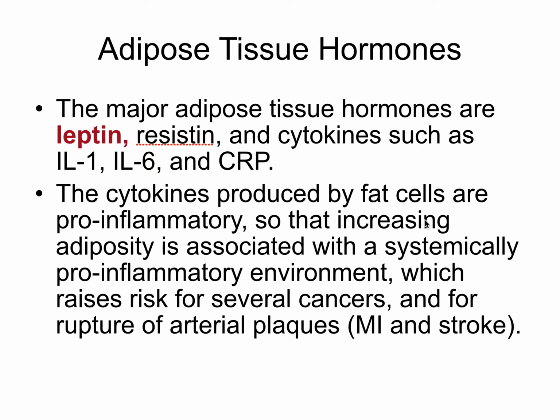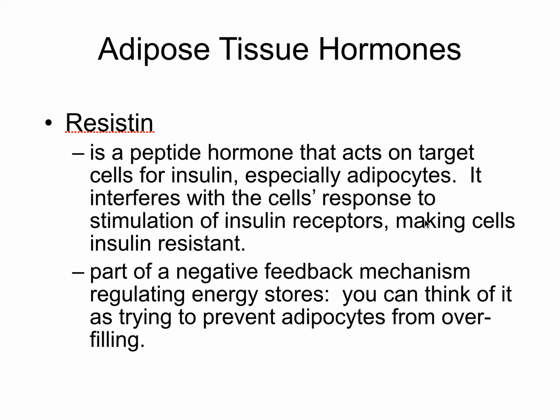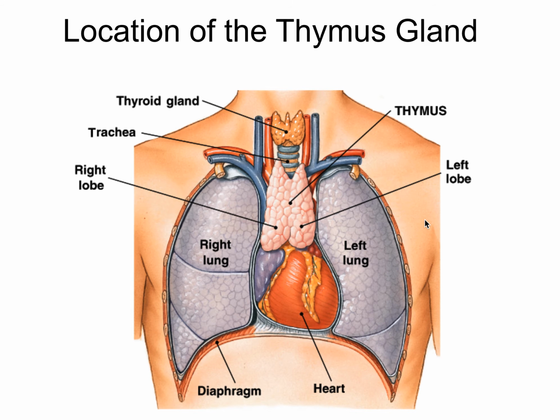Adipose, leptin. Okay, leptin is released when you're stretched thin. So it acts on the hypothalamus to suppress appetite. At one point, they tried to manufacture leptin and provide it to people that were, let's say you eat too much and you want to suppress your appetite, but it didn't work. The hypothalamus responds to internal leptin, but not synthetic or what they were producing. It wasn't working for them. Resistant, nope, not going to cover.